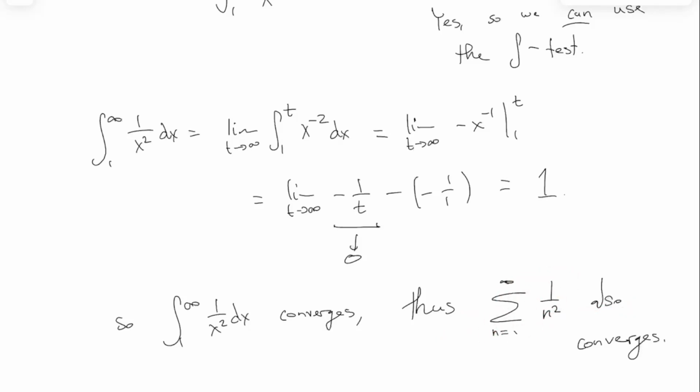Because remember, when we drew the pictures of the integral and the boxes, the area under the curve is not the same as the area under the boxes. It's just that if one of them is infinite, then the other one is also automatically infinite. And if one of them is finite, the other one is automatically finite. But they're not the same area.